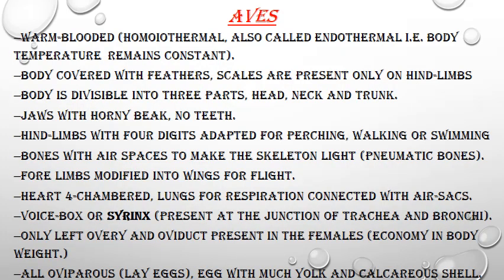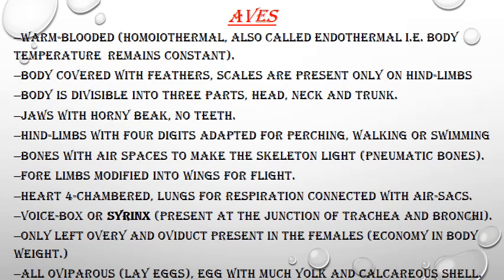Next is aves, warm-blooded, homeothermal, also called endothermal. Body temperature remains constant. Body covered with feathers. Scales are present only on hind limbs. Body is divisible into 3 parts: head, neck and trunk. Jaws with horny beak, no teeth. Hind limbs with 4 digits, adapted for perching, walking or swimming.